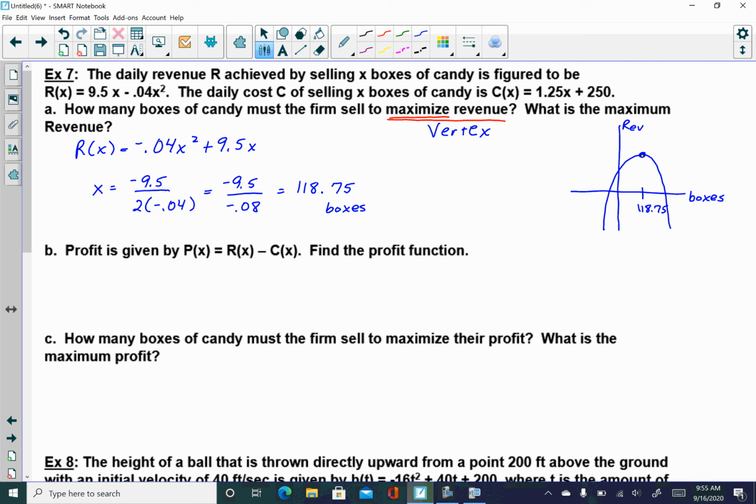So now to figure out what that maximum revenue is, it's kind of like here up here at the vertex. We know what the x value is. Let's find out what the y value is, just like we were just doing, okay? So to find the y value, we go to my revenue function, and everywhere we see an x, we plug in the 118.75. So that will look like this.